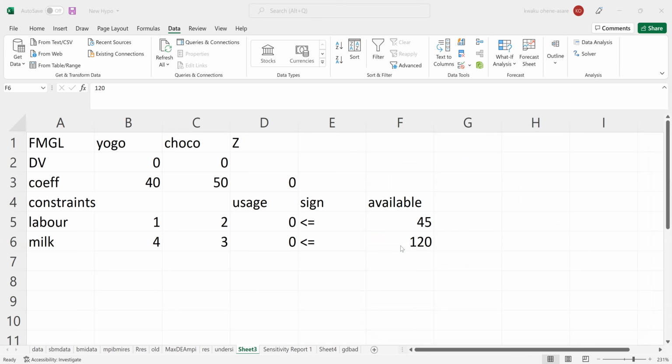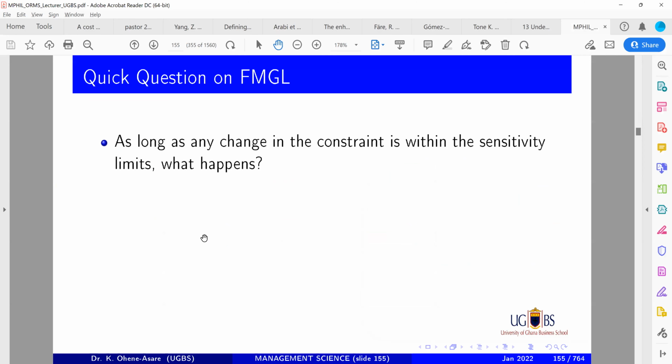At this stage, I'm going to ask you all concluding questions, and then that will be it for today. So first question. I think one of these questions, the answer was wrong, so I want to see whether you get it right. As long as any change in the constraint is within the sensitivity limits, what happens? Who can tell me?